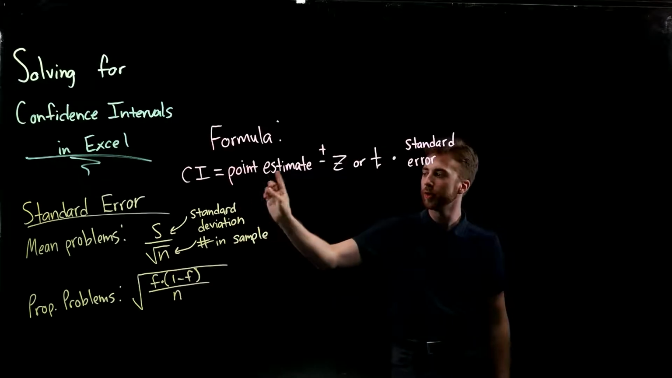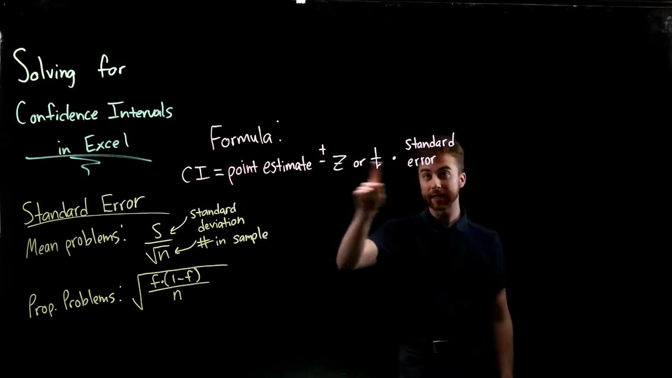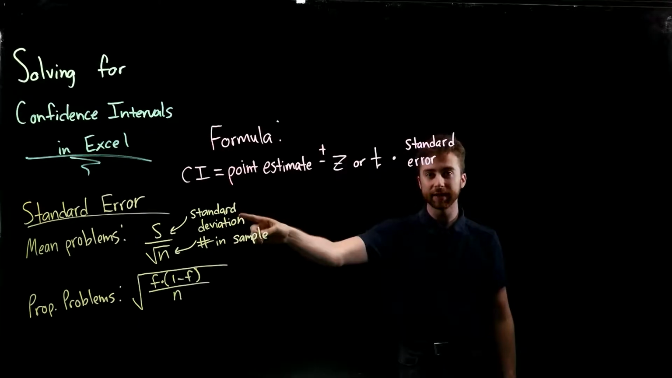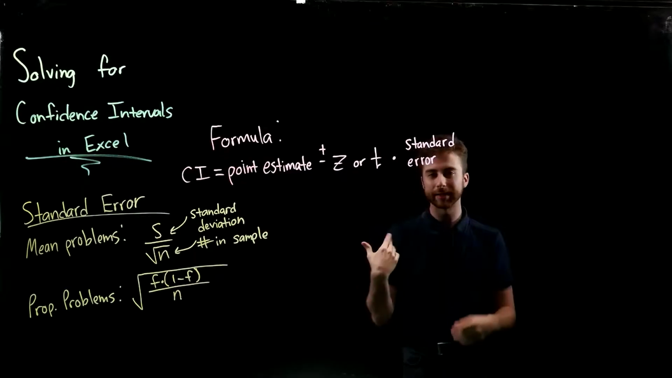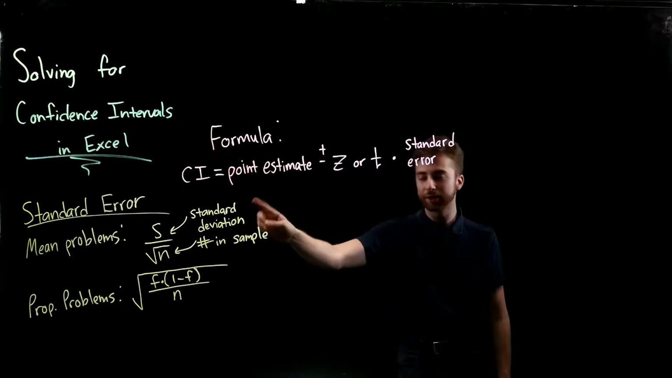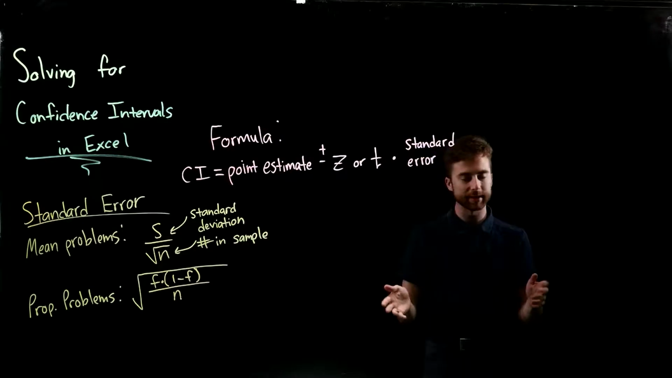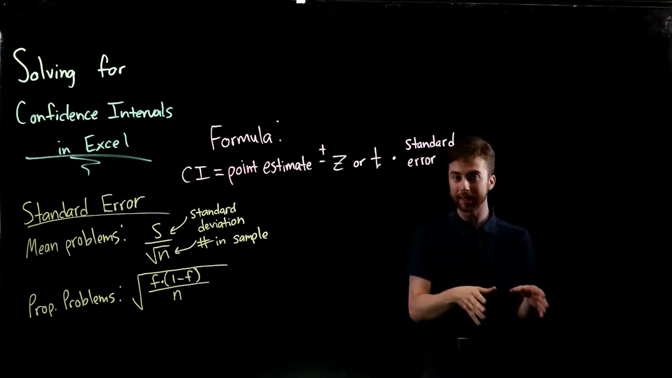But just as an overview, for mean-based problems where we have an average value, the standard error is simply going to be the standard deviation, whatever S is. You might see it as a different symbol as well, but many of us see it as S. It's just the standard deviation divided by the square root of n, which again is just the number in the sample, however many things we're sampling in that situation.